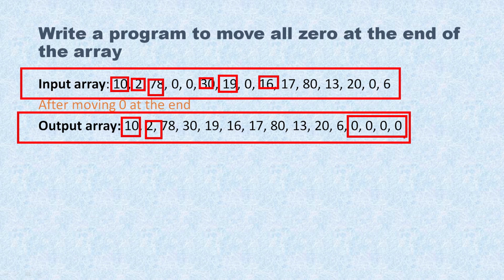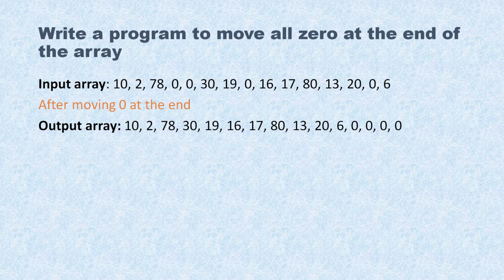Here one thing I would like to make clear: the elements are not in sorted format, and we can have negative elements as well, right? So how can we write a program to segregate non-zero numbers and zeros, right? First of all, if a number is non-zero, then we have to put it in the front of the array, and all the elements having value 0 we have to put at the end of the array, right?